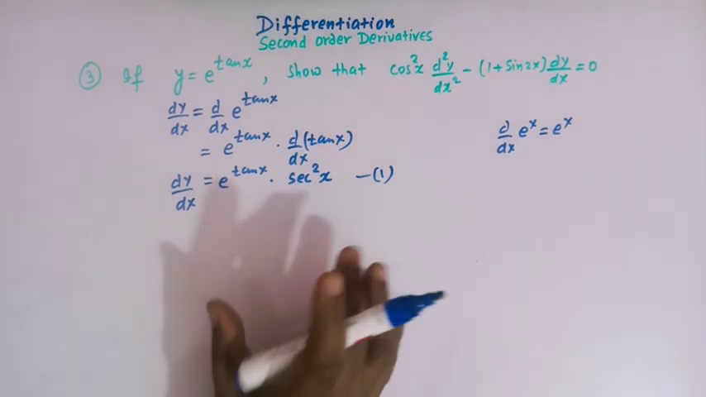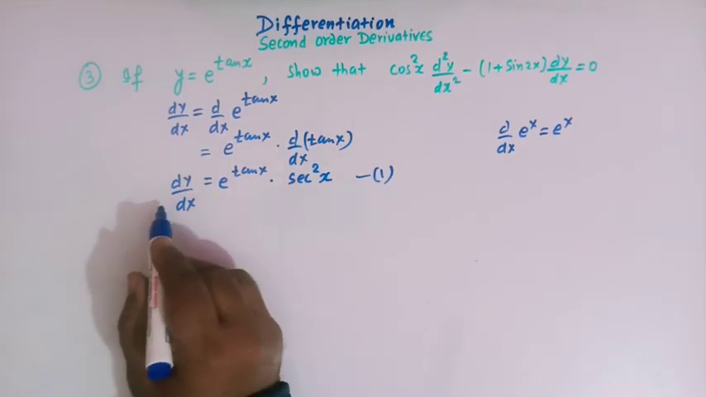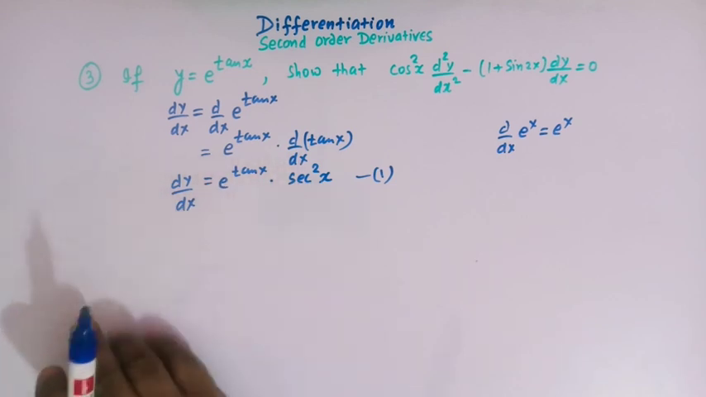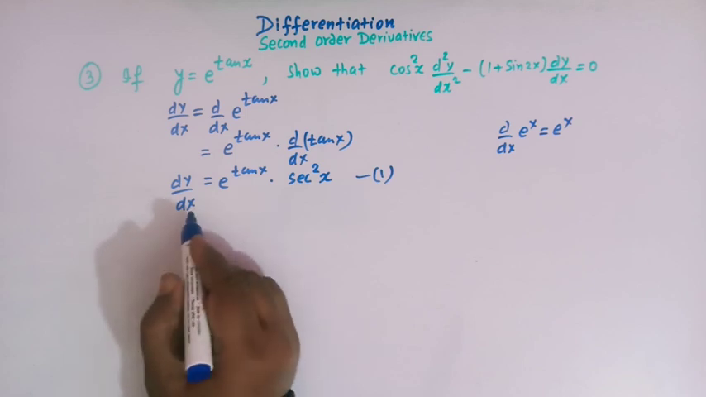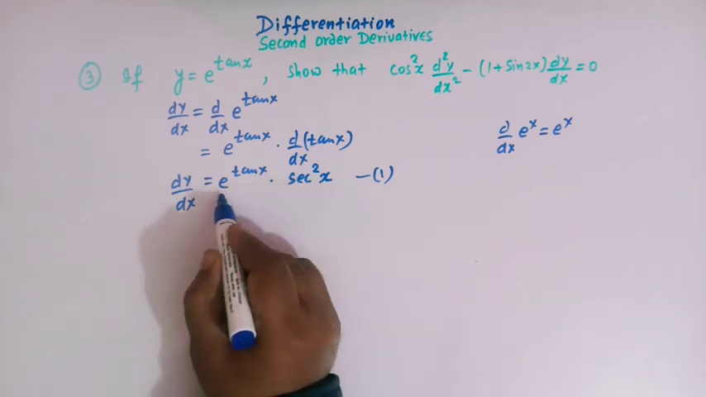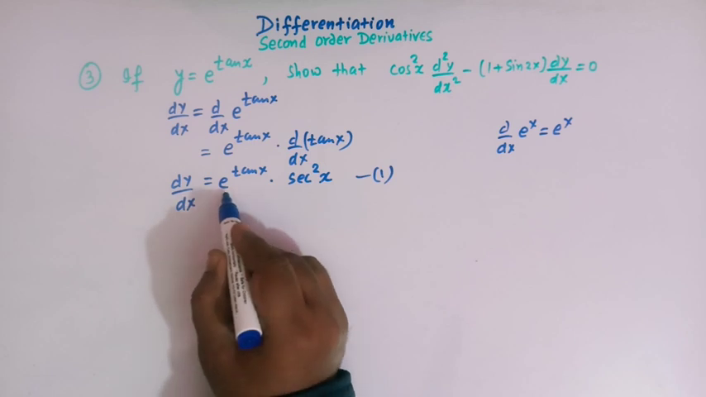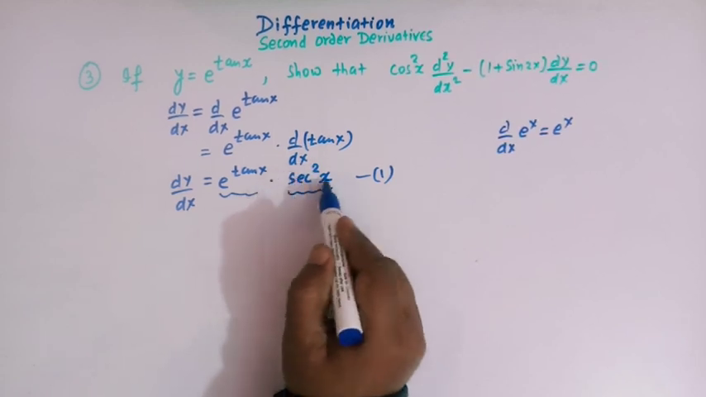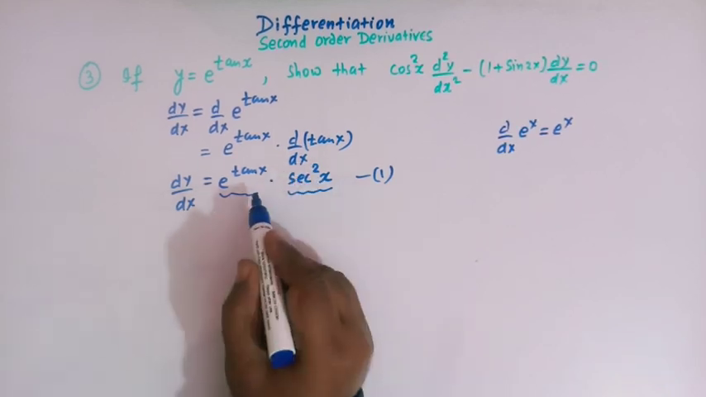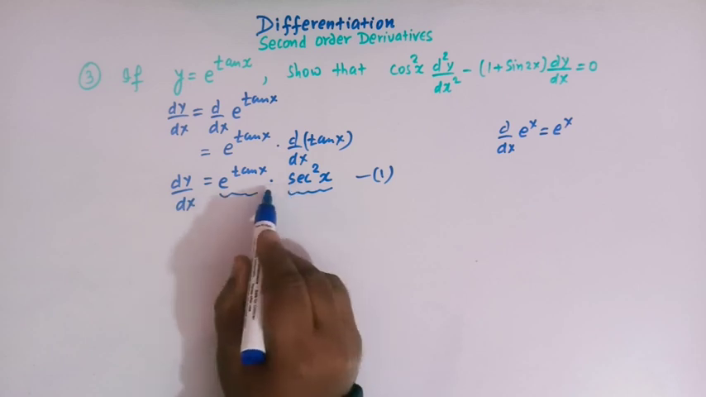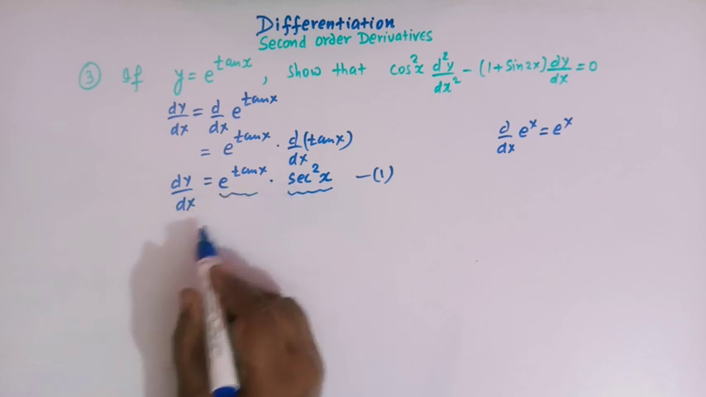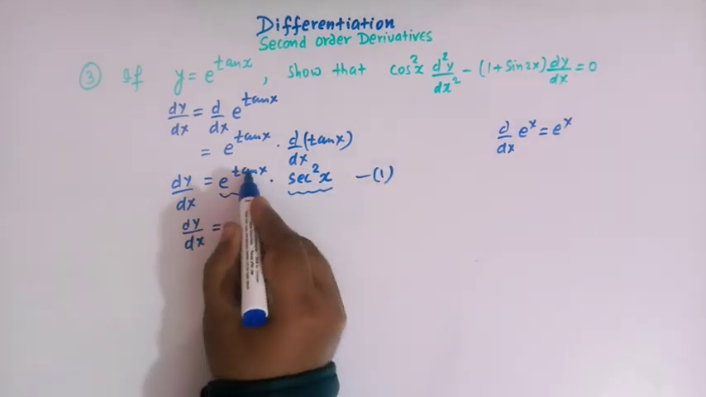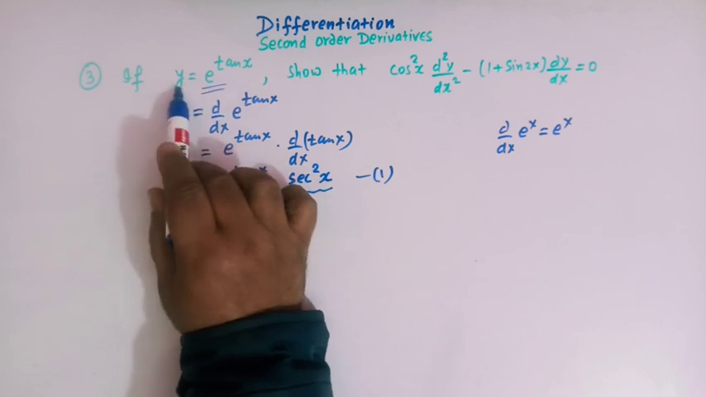So here, we can find the second derivative by directly differentiating both sides with respect to x. But in that case we have to use the product rule, because this is the first function and this is the second function, right? So here we'll not use the product rule. We can express this equation 1 as e^(tan x) replaced by y, right?